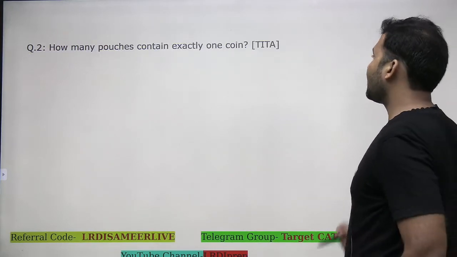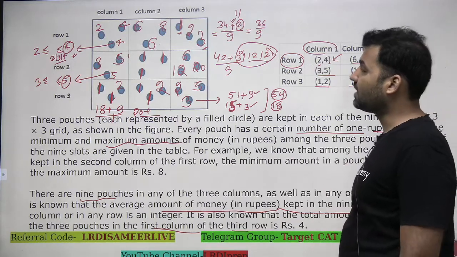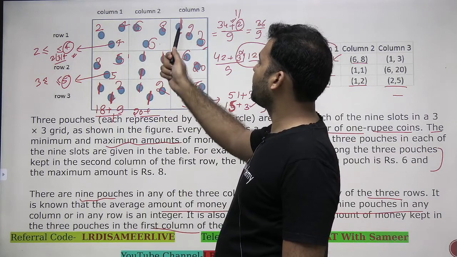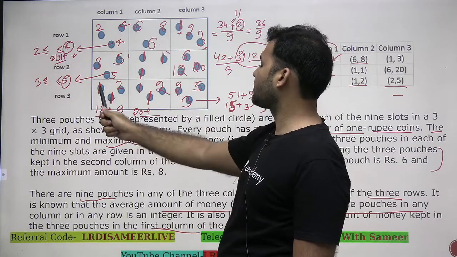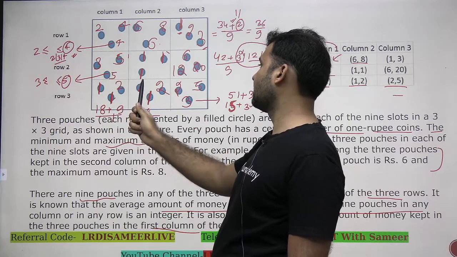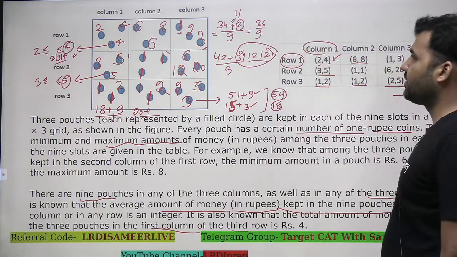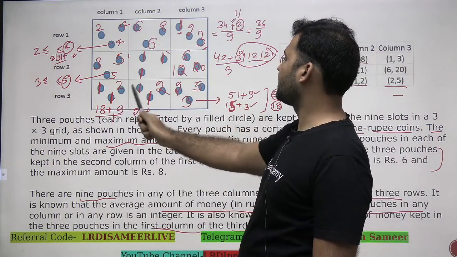How many pouches contain exactly 1 coin? You see that this pouch contains 1 coin. 3 plus 1, 4, 4 plus 1, 5, 5 plus 1, 6, 6 plus 1, 7 plus 1, 8. 3, 4, 5, 6, 7, 8.